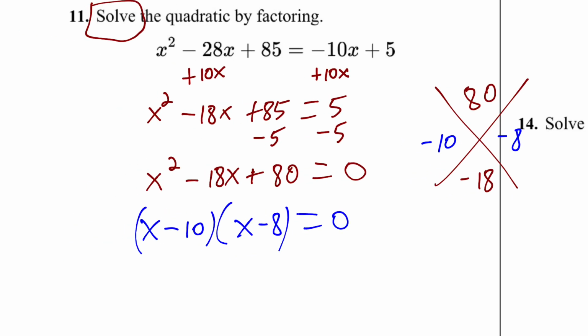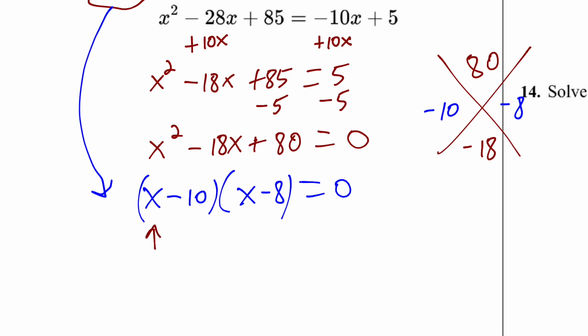But I'm not done. They want me to solve it. So I can't just write the factored form. Instead, I have to figure out what number I can plug in here to make this 0. Well, 10 minus 10 is 0. And 8 minus 8 is 0. So your two possible solutions are 10 or 8. Both of those, when you plug them in for x, will make this equation true.